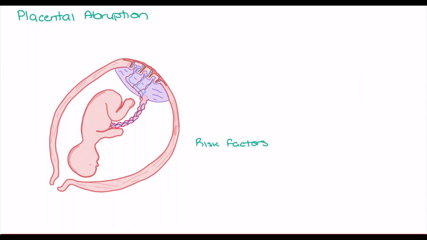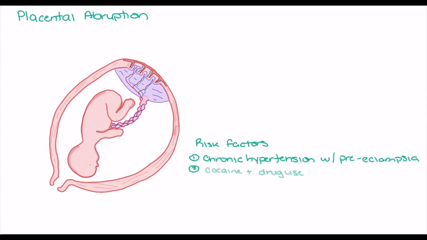In terms of causation of placental abruption, a number of risk factors exist. The two most highly correlated causes of placental abruption include chronic hypertension with preeclampsia, as well as cocaine and sympathomimetic use. Chronic hypertension and preeclampsia, as well as cocaine and sympathomimetic use, are highly related to decreased vessel integrity, as well as consistent vasoconstriction. As a result, both are likely to lead to weak vessels that are under high pressure and more likely to rupture.